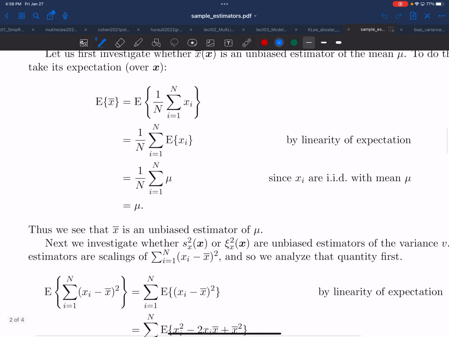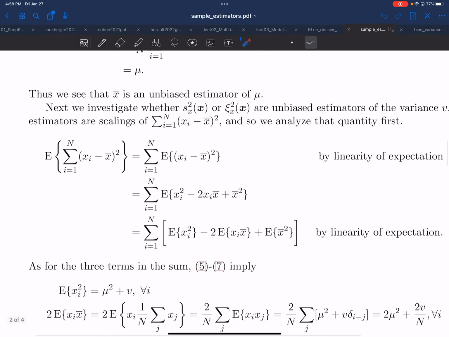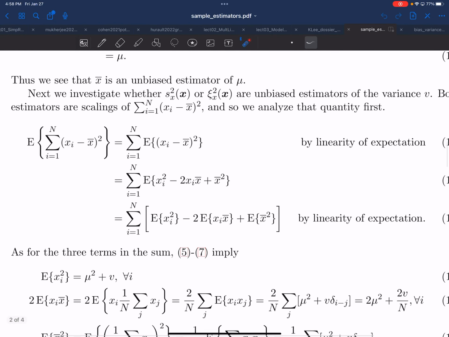Okay. So this part, I think this was pretty easy. Again, in terms of the raw skills, this is just linearity of expectation. Pretty simple. What about this next derivation? This is a little bit more complicated, but worth going through.